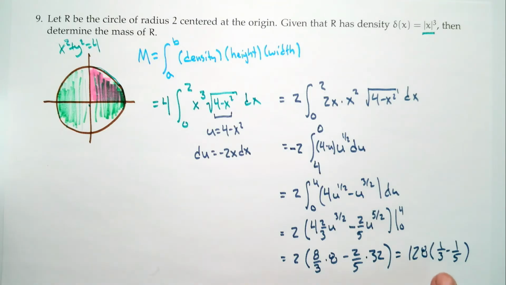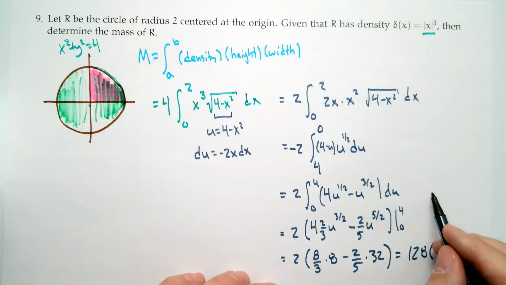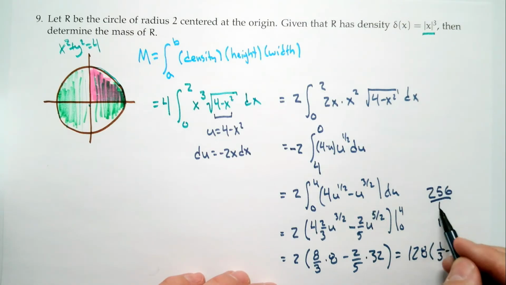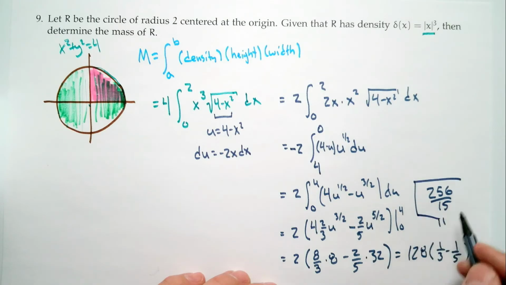Yeah, so you can think of it, common denominator is 15. So 5/15 minus 3/15, which is 2/15, times 128, gives you 256/15. And that's our answer.